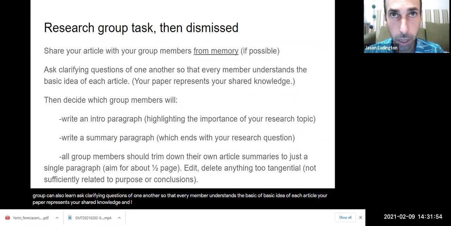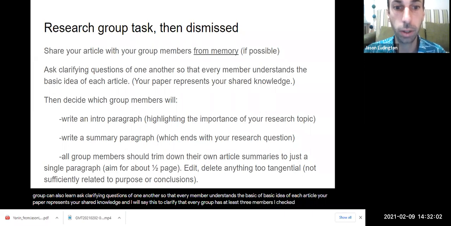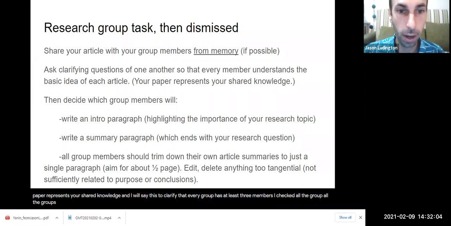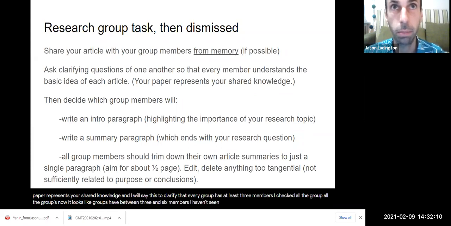And I will say this to clarify that every group has at least 3 members. I've checked all the groups now. It looks like groups have between 3 and 6 members. I haven't seen any more than 6 or less than 3.